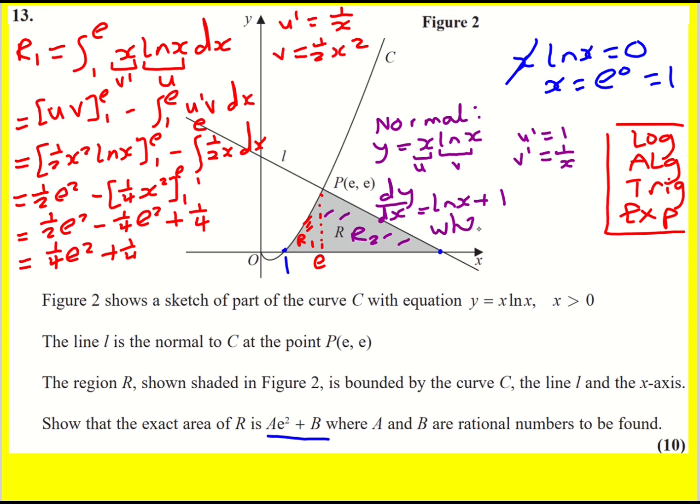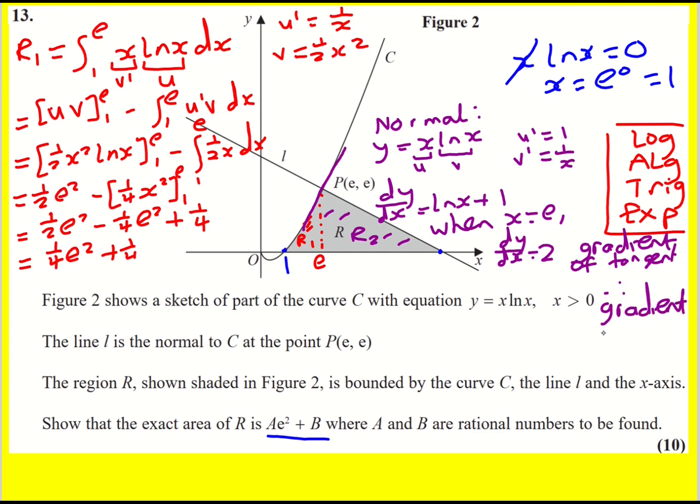So when x equals e, dy by dx is going to be ln e, which is 1, plus 1, which is going to be 2. And this is not the gradient of the normal, it's the gradient of the tangent. Tangent, remember, I'm just going to draw a line in. It's just going to glance off the curve at that point. It's going to have the same gradient. And therefore, the gradient of the normal is going to be the negative reciprocal, because they're perpendicular.